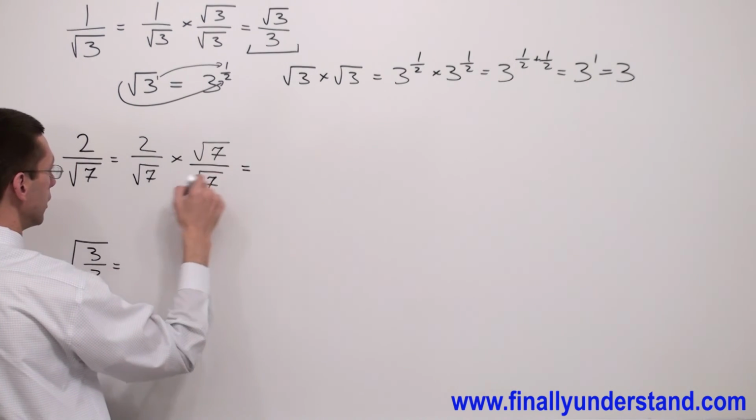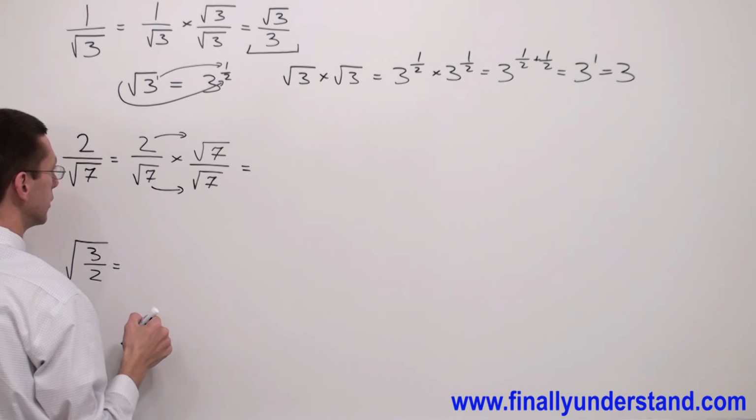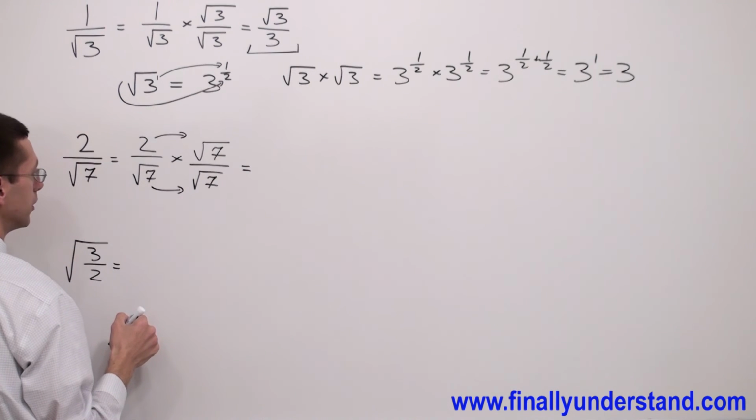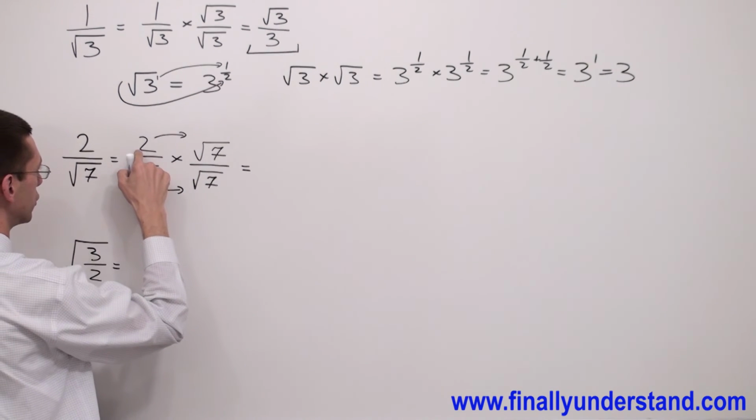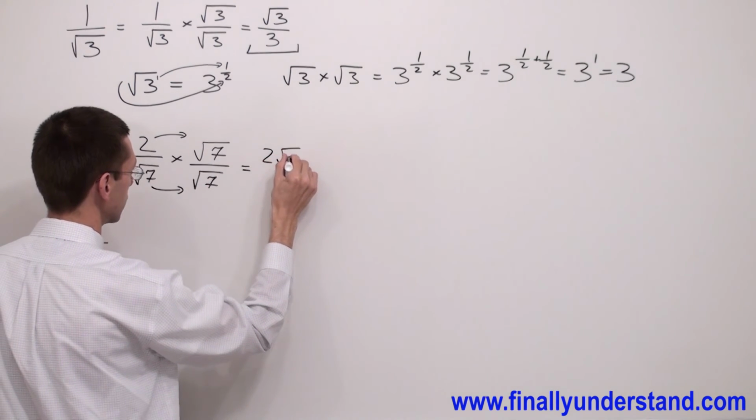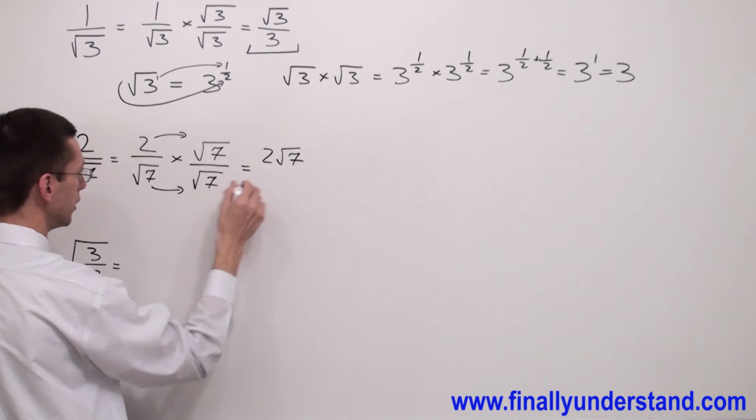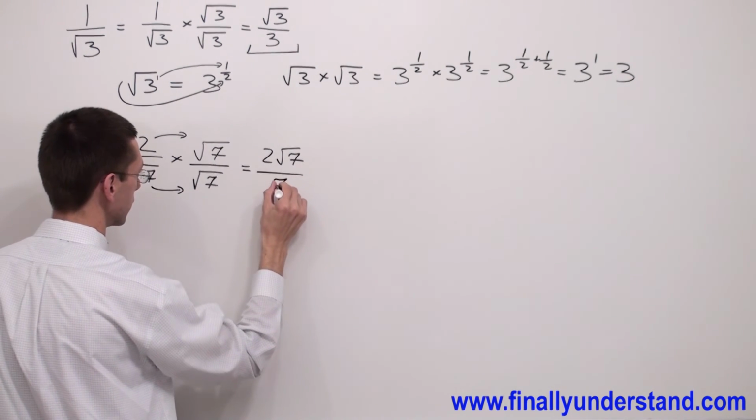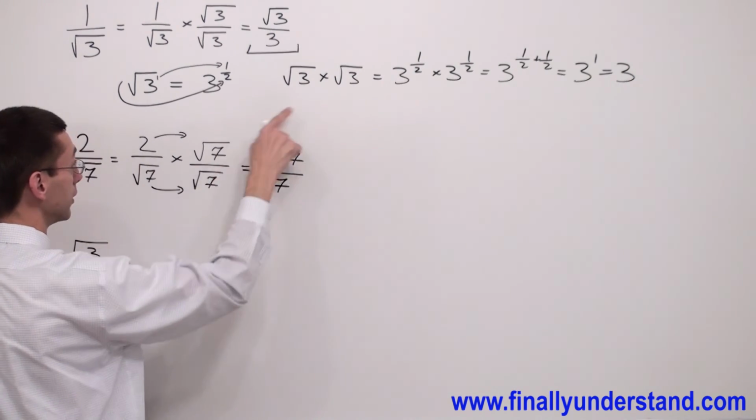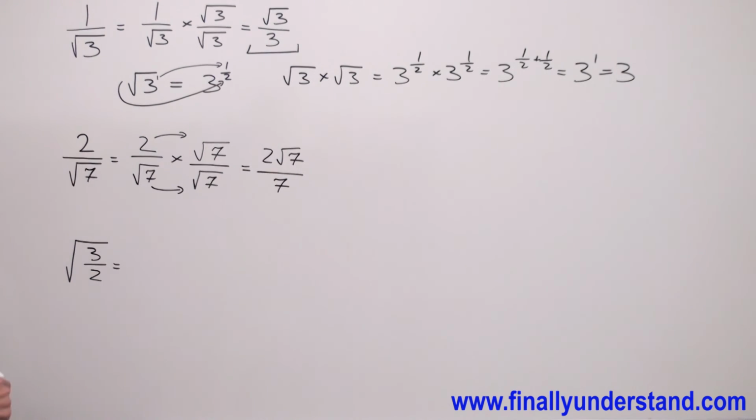But we are going to change the form of our problem by simply multiplying 2 times square root of 7, which is equal to 2 square root of 7, and square root of 7 times square root of 7 is equal to 7. Again, if you are going to apply these properties, you'll get 7. Now let's take a look at this example.